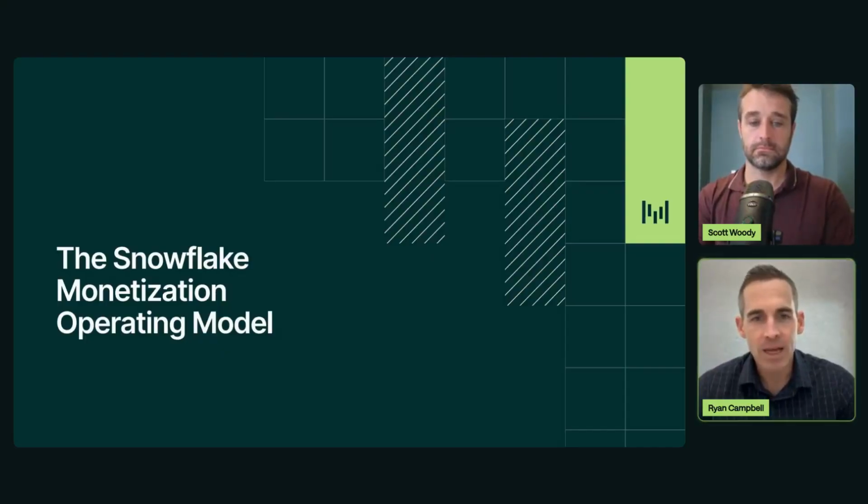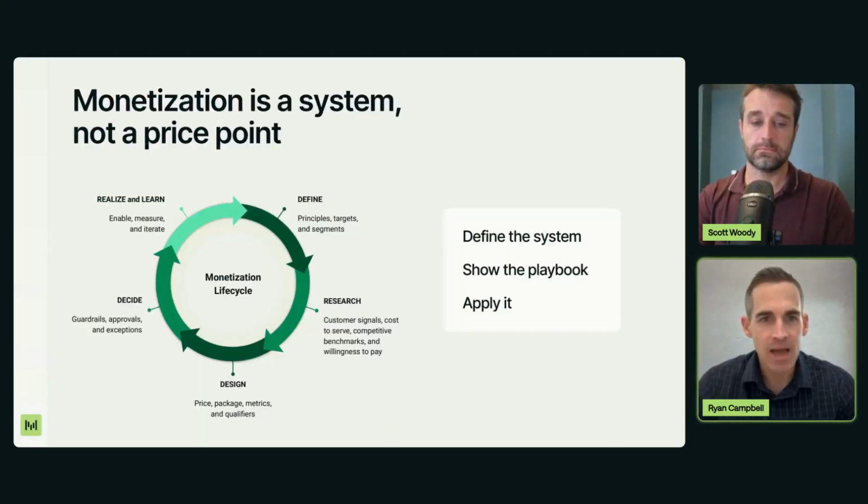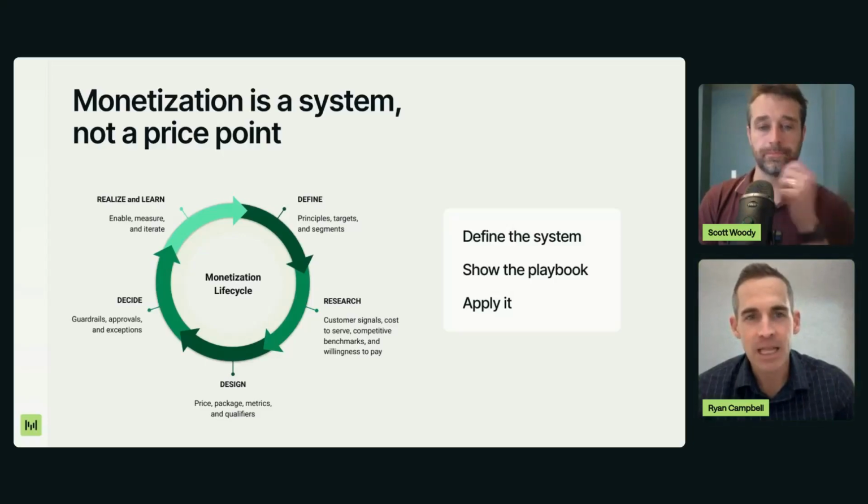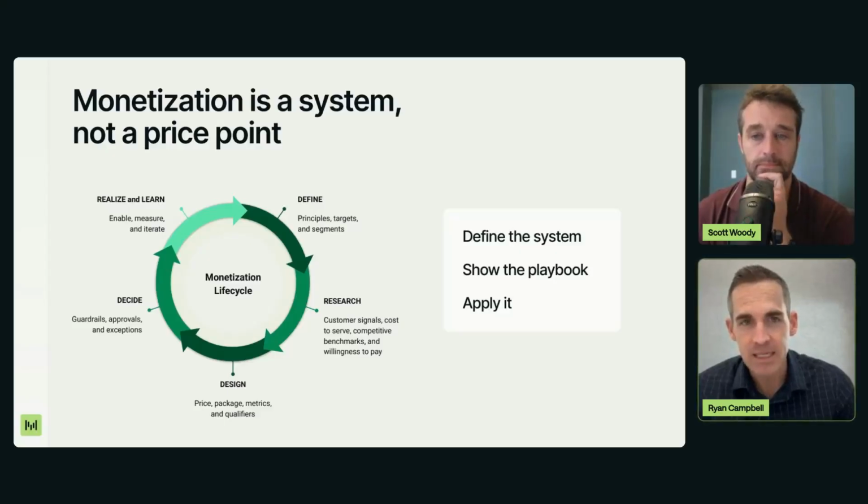So the way we think about it at Snowflake is, we have a 5-part system. And I've tried to simplify this a bit. Obviously, there's a lot of nuance in each one of these steps, but at a very high level, we think about 5 steps in our end-to-end system. We think about defining the pricing itself. We think about the research and all the diligence that needs to go into making the right informed pricing decision.